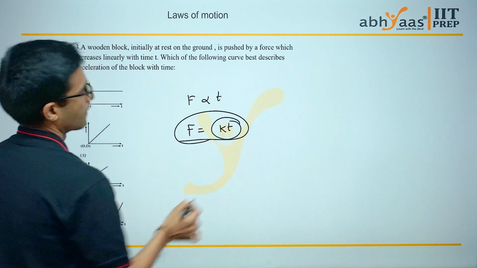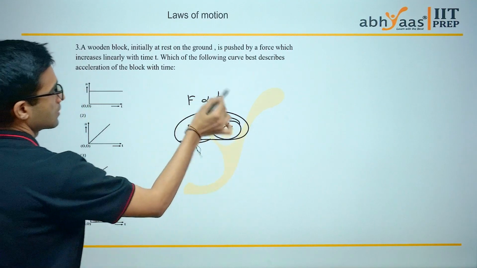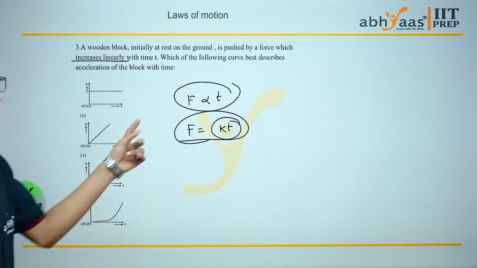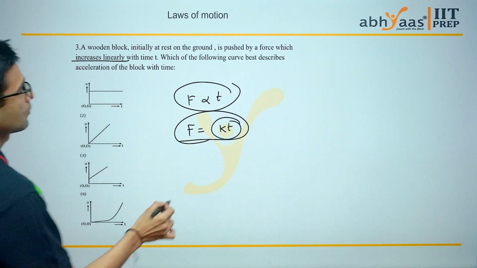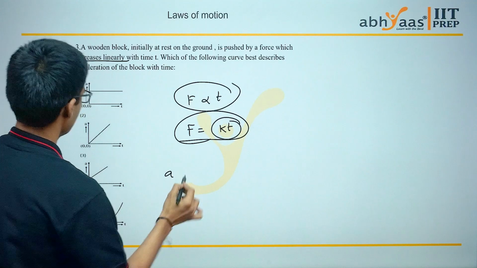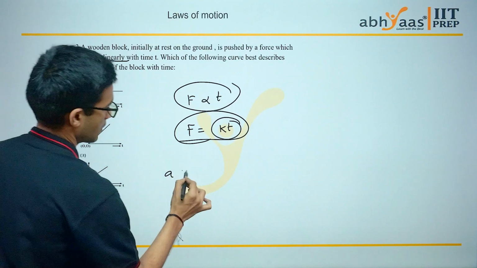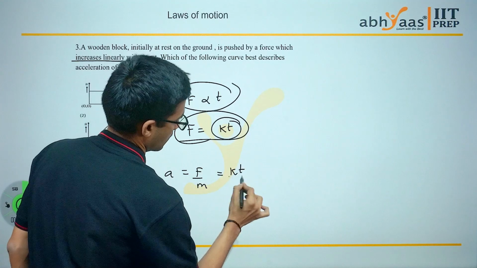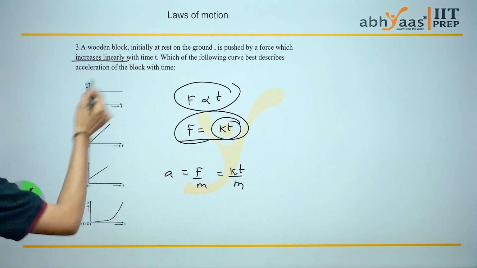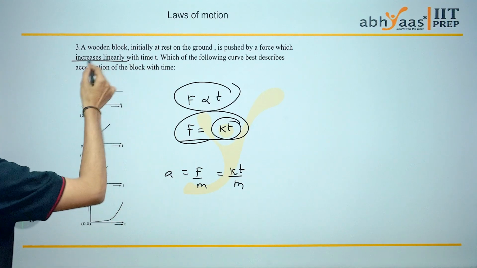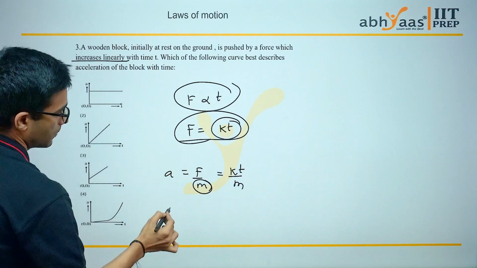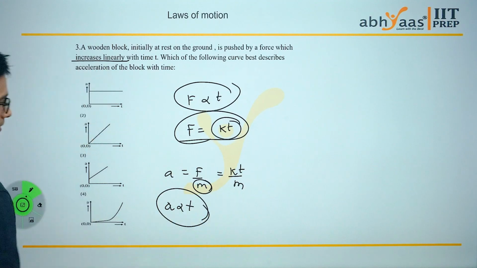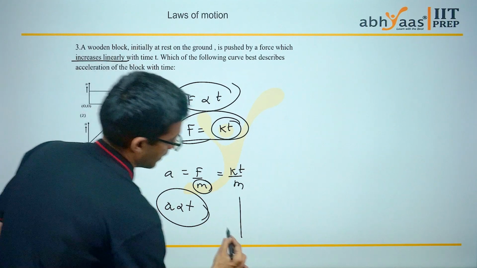Here the force increases linearly with time, so F is directly proportional to time. Acceleration is F by M, that means kt by M. The mass of the wooden block is M, so the acceleration is also proportional to time.